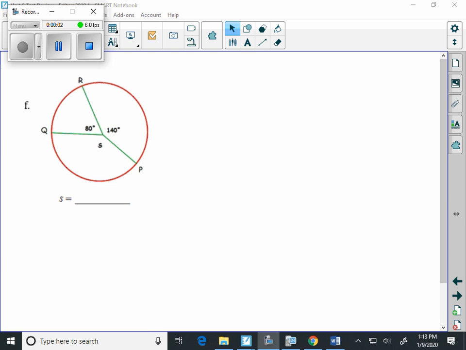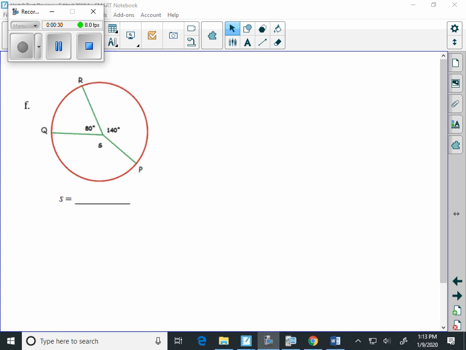We're still trying to figure out what the values of the variables are. In this case, we're looking for letter S. One thing that we know about a circle is that there are 360 degrees in a circle. Right now, we know a central angle of 80 degrees, a central angle of 140 degrees, and then there's a third central angle of S.